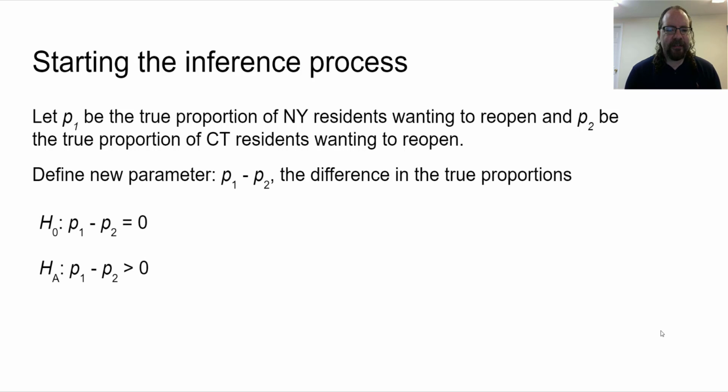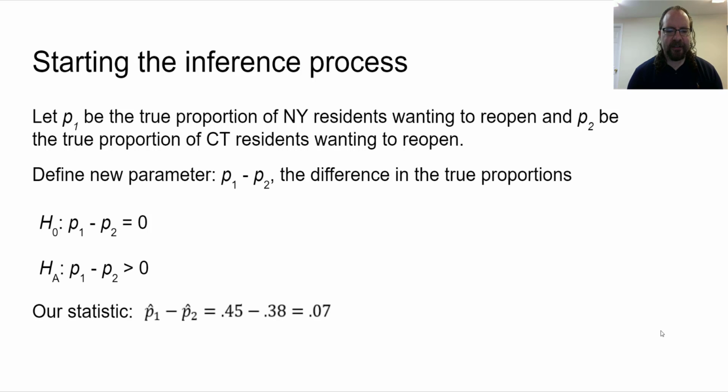So this will give us our null and alternative hypothesis. Our null hypothesis essentially is that the two proportions are the same. We write that as P1 minus P2 equals 0, which would be true if P1 and P2 are the same proportion. The alternative hypothesis is P1 minus P2 is greater than 0. Note that that's directional, and it's directional because the question was whether or not we have evidence that the proportion of New York residents wanting to reopen is greater than the true proportion of Connecticut residents.